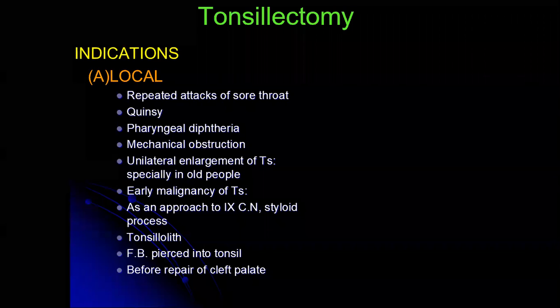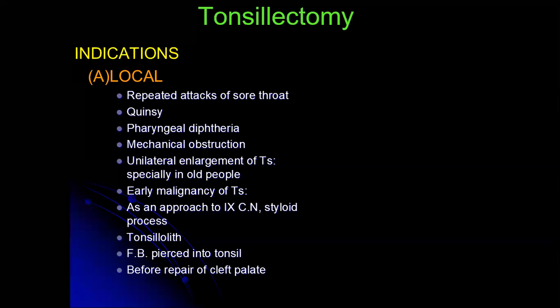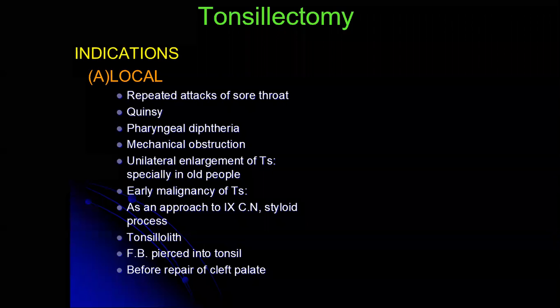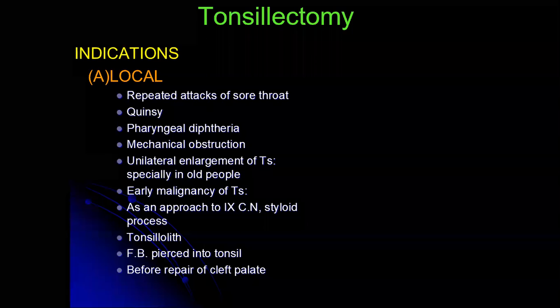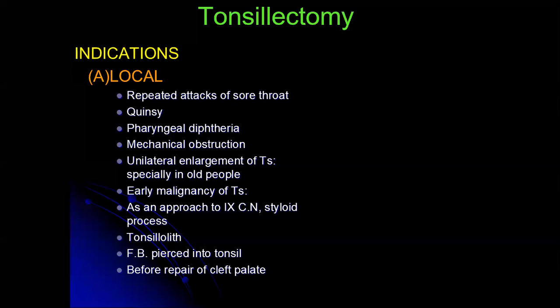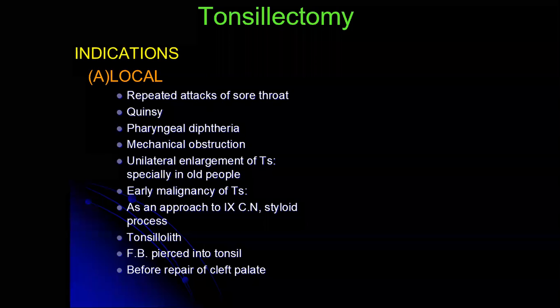Number three is pharyngeal diphtheria. Number four, mechanical obstruction. Then unilateral enlargement of the tonsil, especially in old people, for early malignancy of the tonsil. Tonsillolith: when there is a stone in the tonsil, we do the tonsillectomy. Also a foreign body piercing the tonsil is an indication for removing the tonsil.